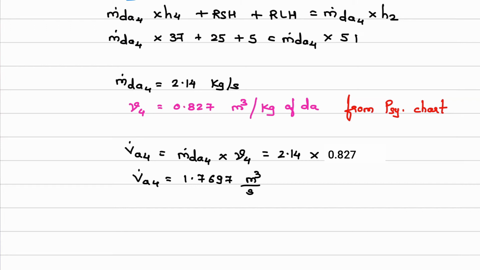Now usually these values are given in the standard that is followed, meter cube per minute. It is also called CMM, cubic meter per minute. So we can convert this to meter cube per minute, multiply by 60, we will get 106.182 meter cube per minute. So this is the answer.